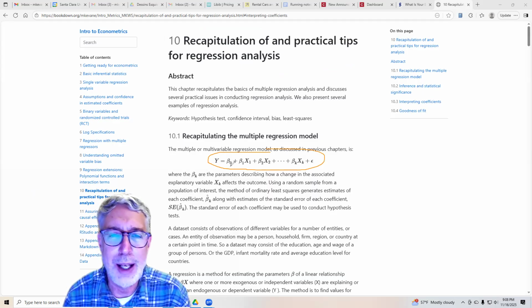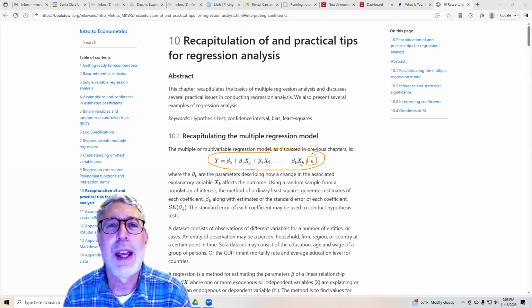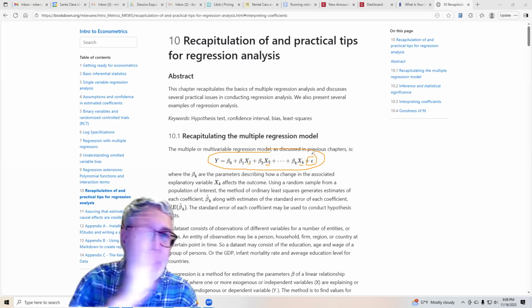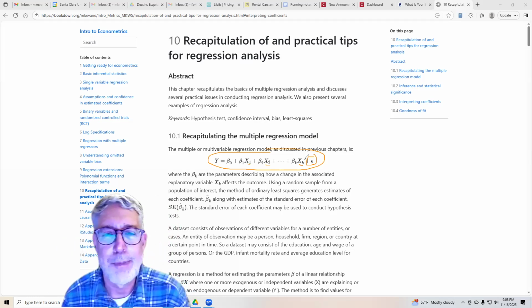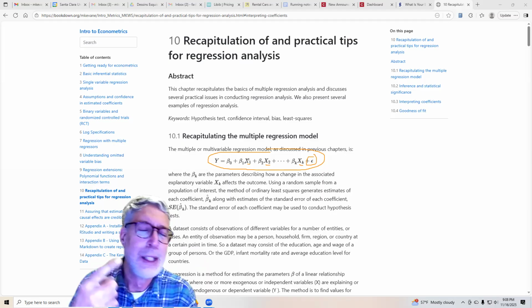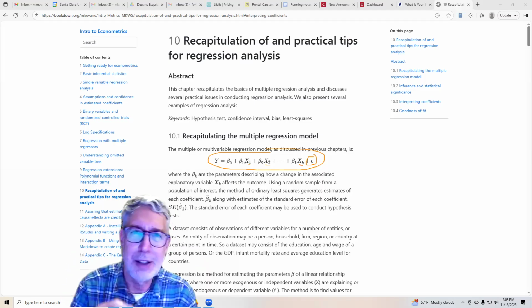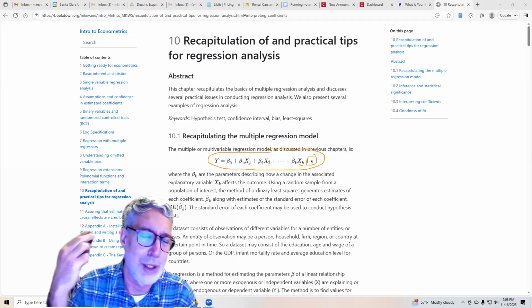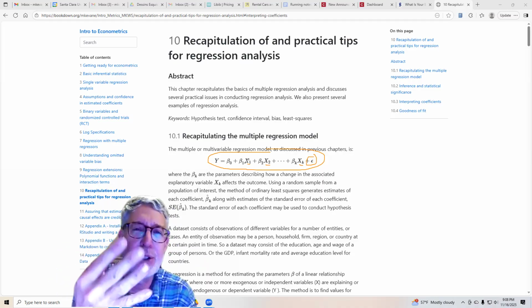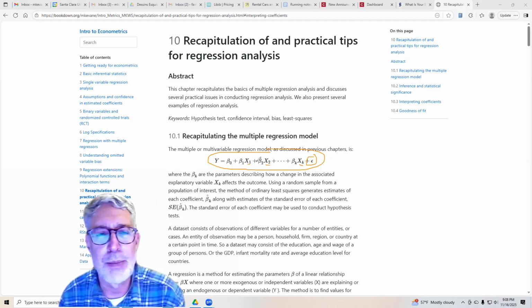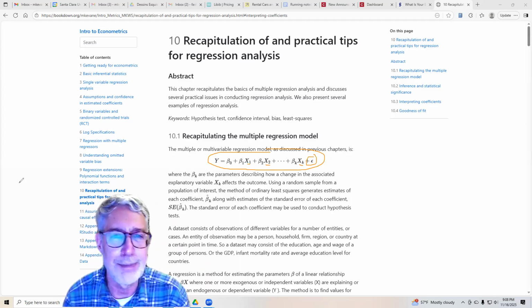Our outcome y is a function of several explanatory variables, x1, x2, all the way up to xk, and we have an error term that is due to other factors that are affecting the y or measurement error. The specification of this multiple variable regression model can be complex. We could have log specifications, log linear, log log, linear log. We could have polynomials. We could have dummy variables. We could have interaction terms. So all those things could be in this general model.